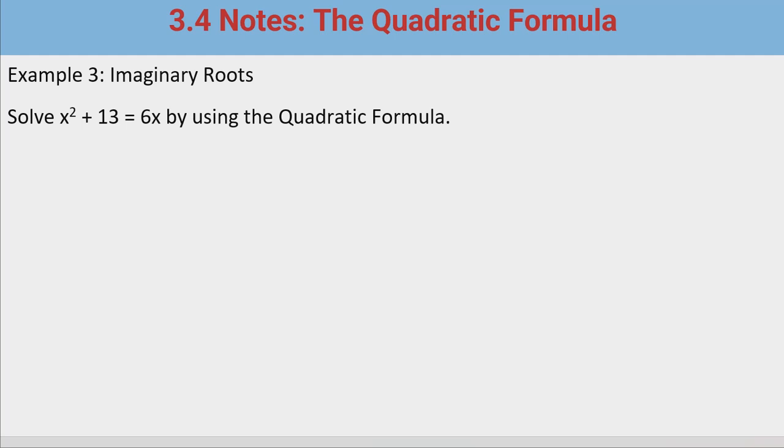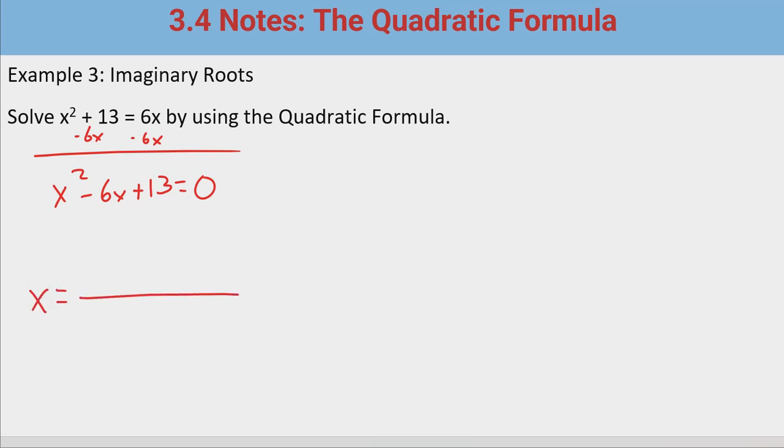Last example here, imaginary roots. So this one starting off is not equal to 0 on one side. So I can work to make that happen. I can subtract this 6x away. So I get x squared minus 6x plus 13 equals 0. Once I do that, I know I have an a, a b, and a c equals 0, so I can use the quadratic formula.